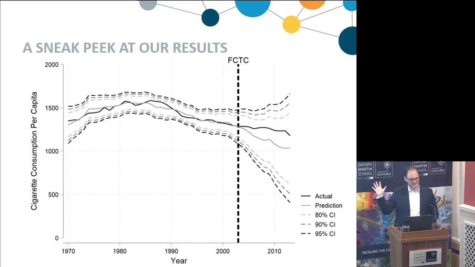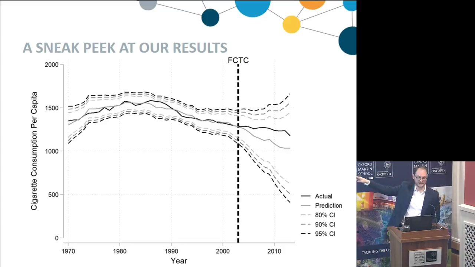What you're seeing here is a sneak peek at our results when we did an event model, where we constructed a post-2003 counterfactual by using associations for various variables with tobacco consumption before 2003. Then when we modeled it out as a comparison, we actually found that based on all available data we had before 2003, we would have predicted that tobacco consumption would be lower today than it is.